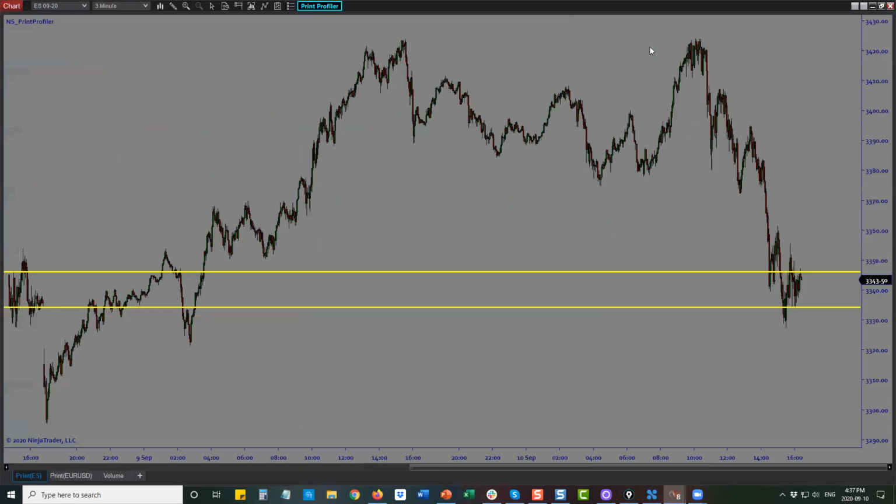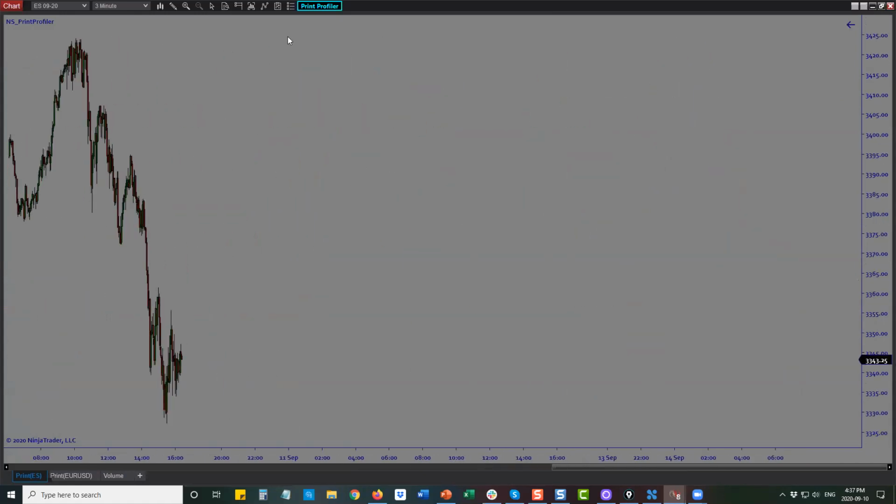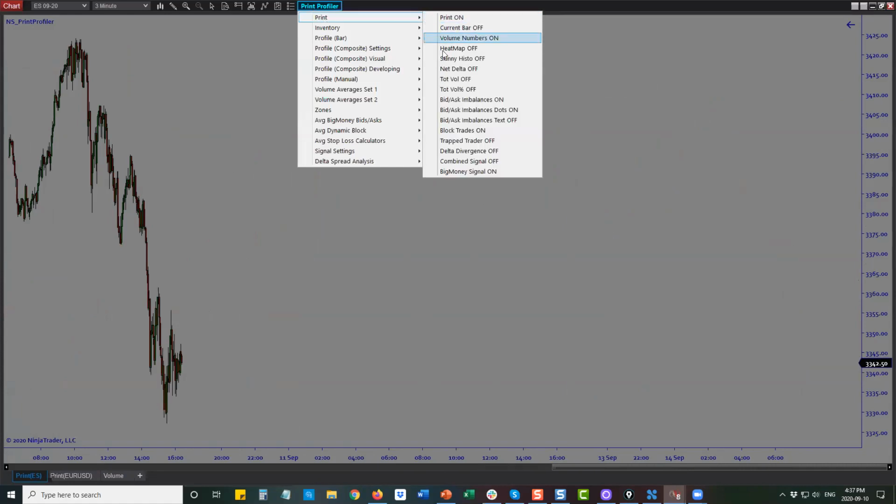I want to just quickly talk about the product for a second, what it is and what it's designed to do. So the print profiler involves two sections, an order flow section and a volume section. Today we covered some of the order flow. We did not cover all of the order flow features.